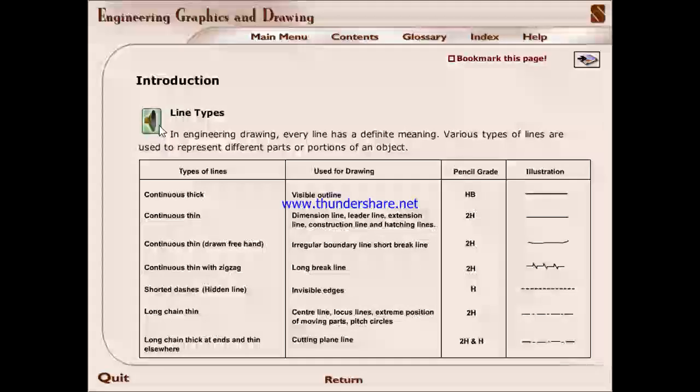In engineering drawing, every line has a definite meaning. Various types of lines are used to represent different parts or portions of an object.